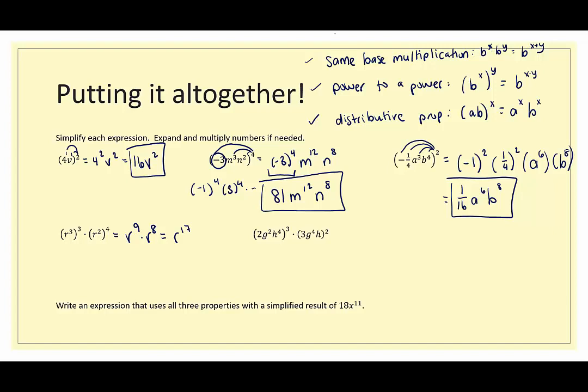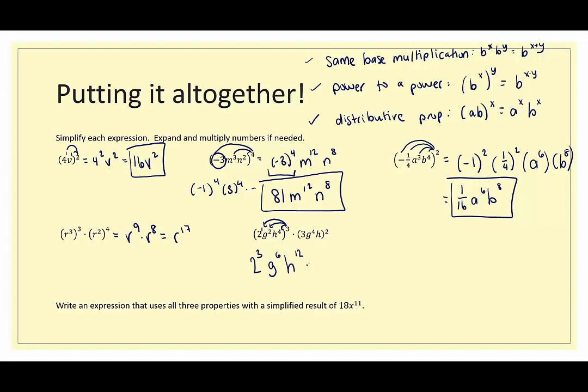Right? 2 is its own base. It has its own exponent of 1. So we're going to multiply the exponent of 1 to 3, and this is going to be 2 cubed because 1 times 3 is 3. Then we're going to distribute to g squared. 2 times 3 is 6. And then we're going to distribute to h to the 4th. That's going to be h to the 12th.